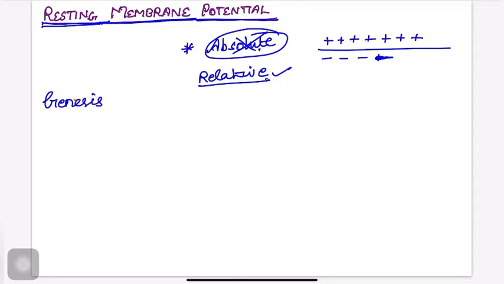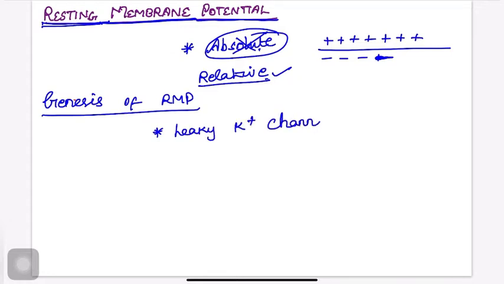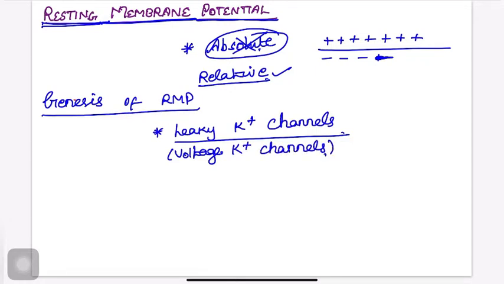Now about the genesis of resting membrane potential. What is the main cause of resting membrane potential to be generated? The resting membrane potential is mainly generated by leaky potassium channels. What are leaky potassium channels? Leaky potassium channels are voltage gated potassium channels which are kept open at rest.